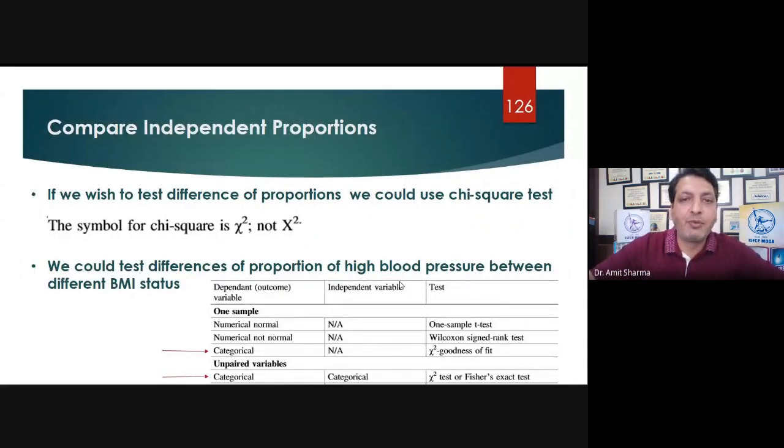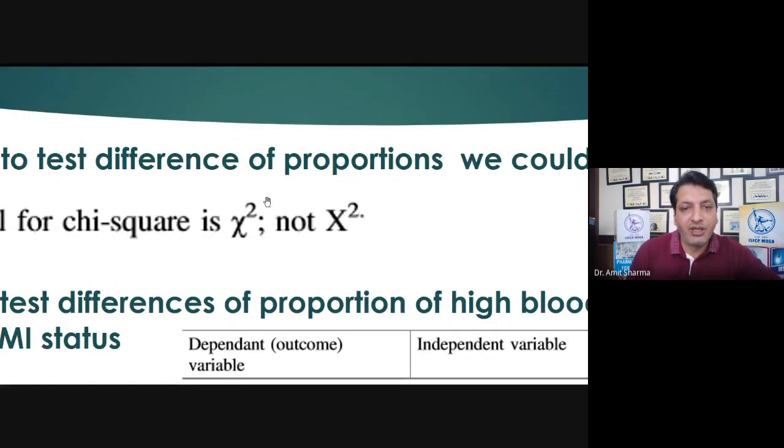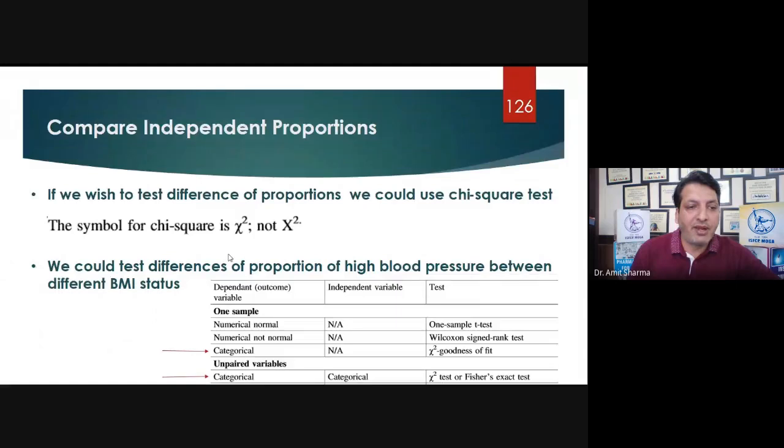Compare independent proportions. That means we are going to compare the proportions instead of the mean or the median. For example, for this particular test, we are going to apply a test called chi-square, and this is the sign for the chi-square. It's not x square, it's chi-square. So, what was the rule for non-parametric test?